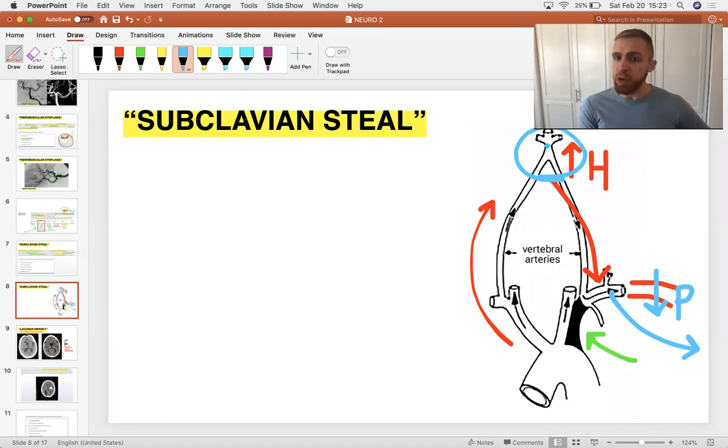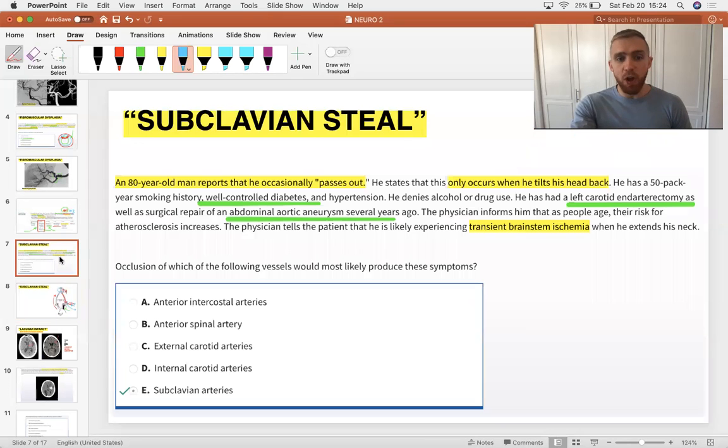So that is why you see transient brainstem symptoms such as passing out. Your brainstem controls consciousness. Your brainstem controls respirations, you know? So you're going to see brainstem symptoms in the setting of a patient with subclavian steal. And again, the question is asking, what's the mechanism of these symptoms? And it's atherosclerosis of the subclavian arteries, because that's going to pull blood away from the arteries that supply the brainstem. And we go through the other answers.